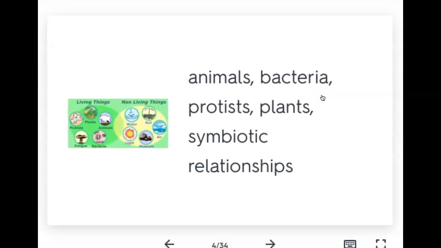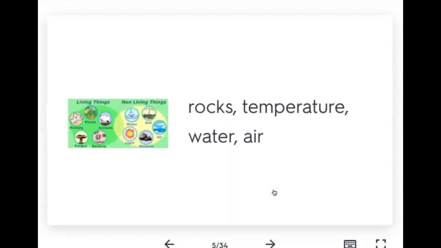Animals, bacteria, protists, plants are going to be biotic organisms, but also biotic things will include symbiotic relationships, things like parasitism, also predation, the interaction between predator and prey. So how those living organisms interact are also going to be falling within the biotic factor category. Abiotic examples are going to be rocks, temperature, water, and air. So those things are not alive, and they do impact living organisms though.